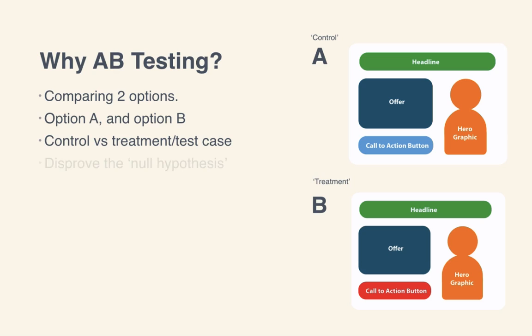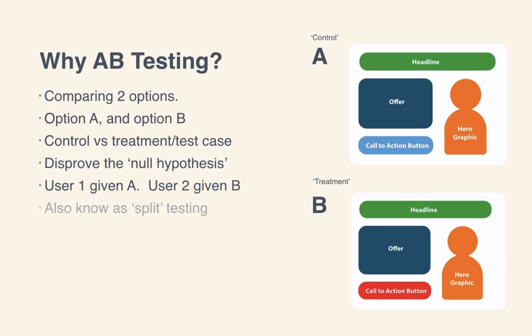Now we have to disprove the null hypothesis, which is scientific jargon, basically to say that you need to show with statistical significance that the test is an improvement over the control. In this case, that the red button works better and gets more clicks than the blue button. So user 1 is given A, the blue button, and user 2 might be given the red button, the treatment, at random. So as we get more people randomly assigned blue or red, we can find out which one is clicked more.